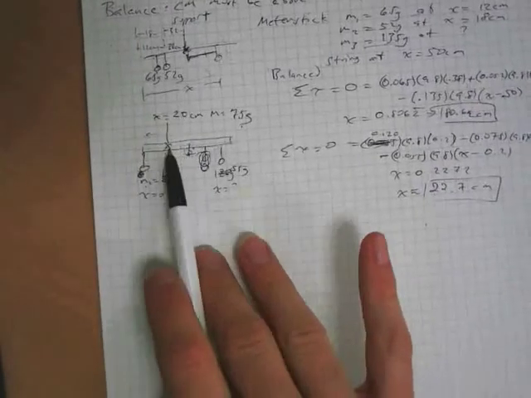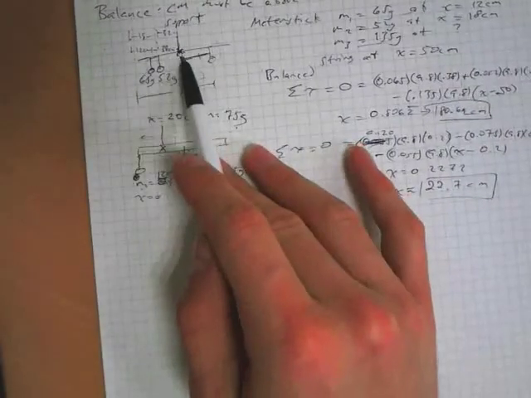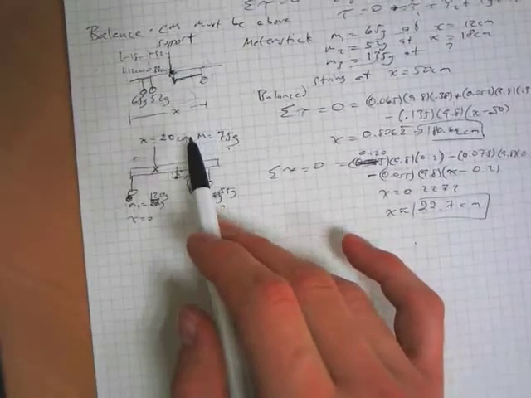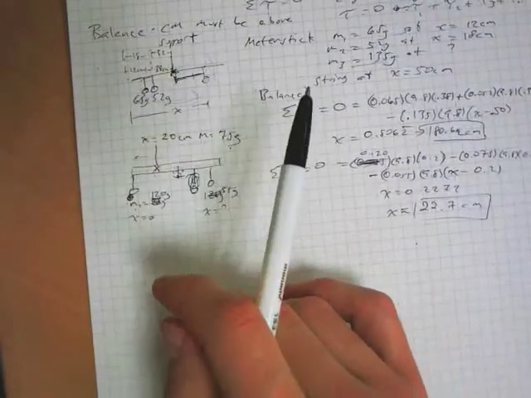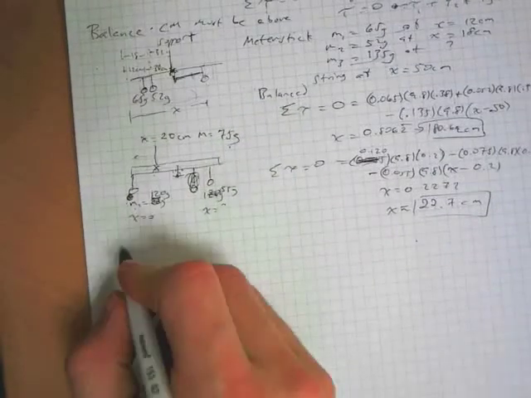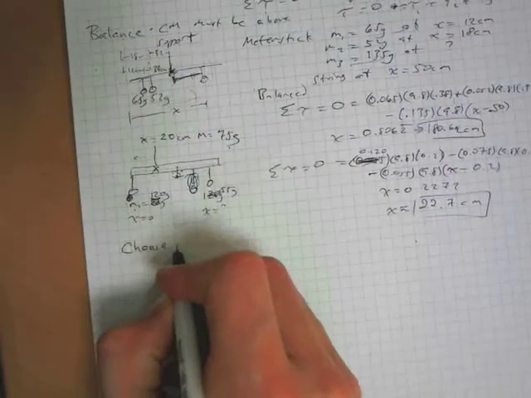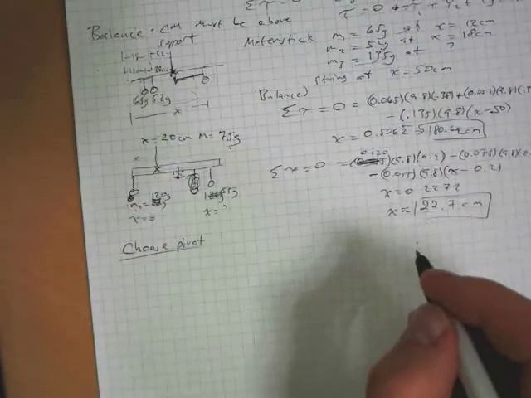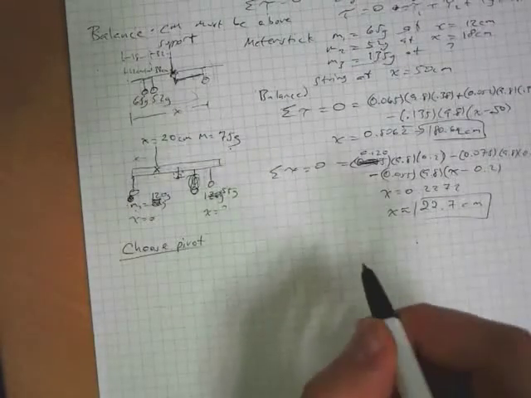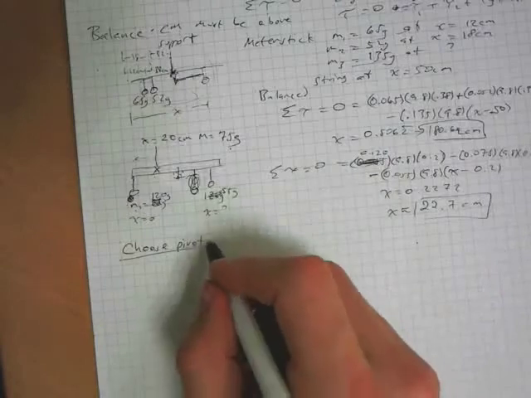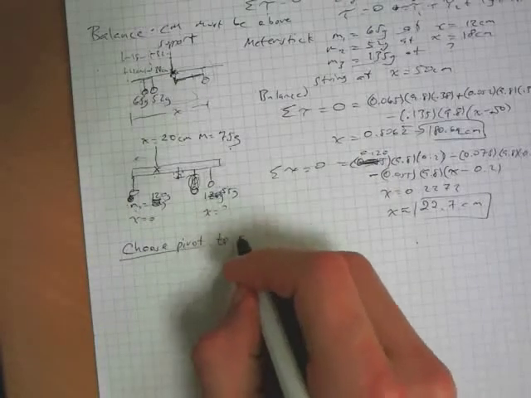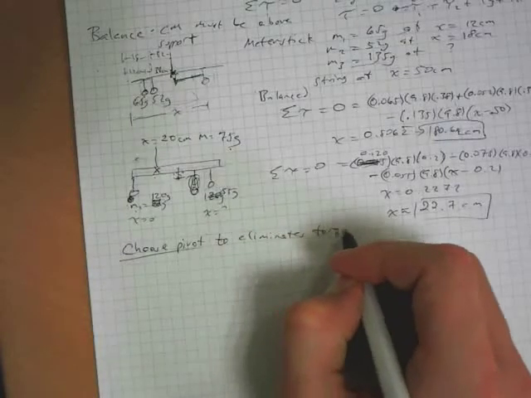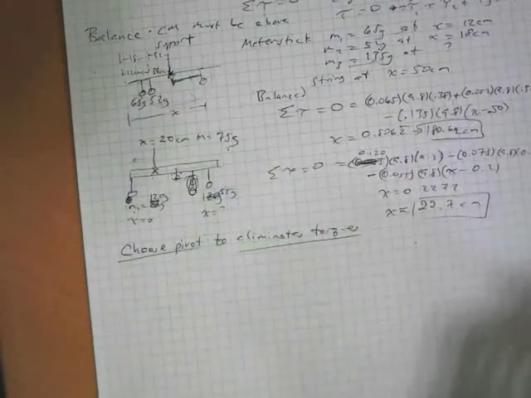I've put my pivot point here both times because that makes the most sense. It turns out that the math will work out regardless of where you put your pivot point. We can choose where we put our pivot point, and it'll work out regardless. But if we choose our pivot wisely, and we choose it so that we eliminate torques, then we can make our problems easier.